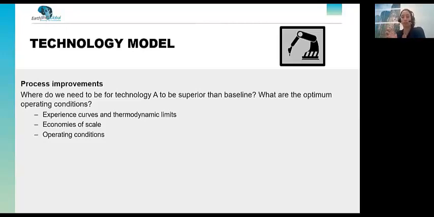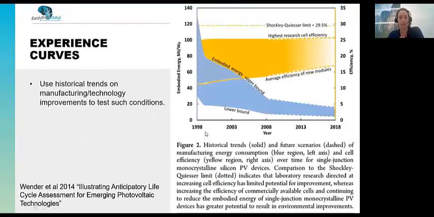In 1998, well, the range was really wide, but we can see that overall the manufacturing, the embodied energy has reduced and the efficiency has gone up. So we're making more efficient panels with less energy. And the third line here, this is the limit. For this technology, basically, the highest efficiency it can reach is 29.5, again, for single junction monocrystalline PV.